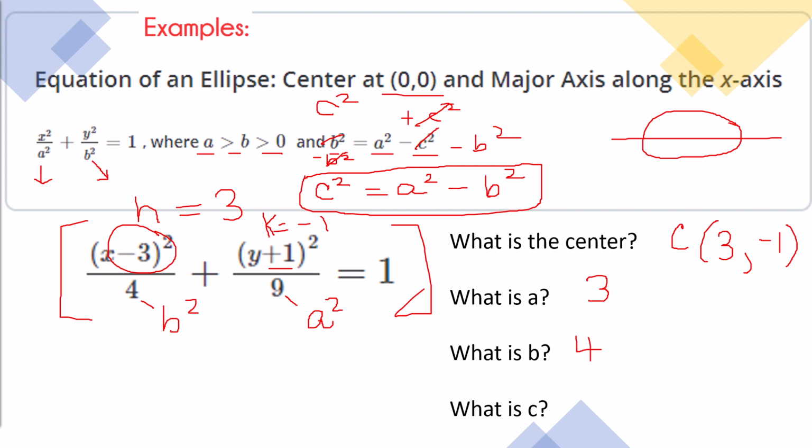Now let's use the formula. We can use the original one or the second one that I wrote. They're both the same. I'll just go back to the original. B squared equals a squared minus c squared. Let's plug in what we have. B squared is 4, and that's equal to a squared, which is 9, minus c squared.